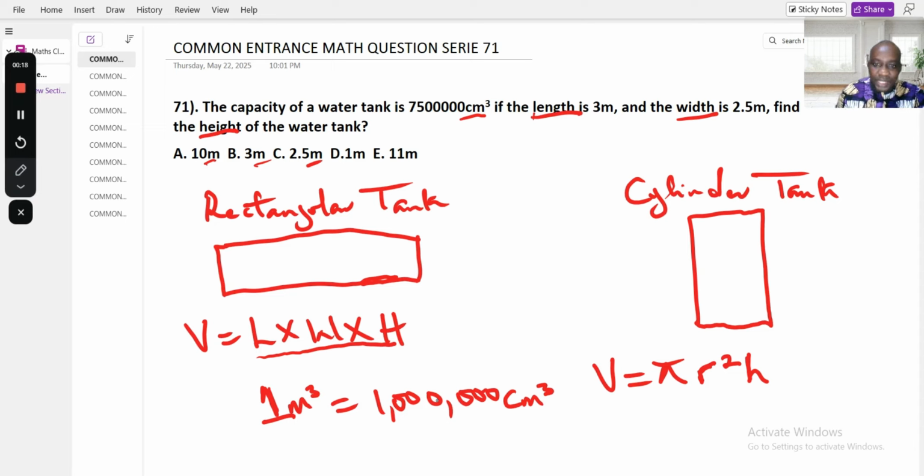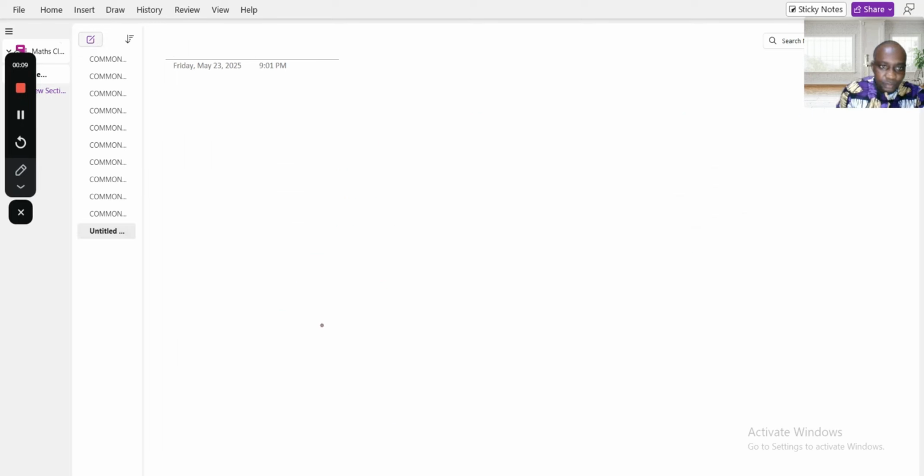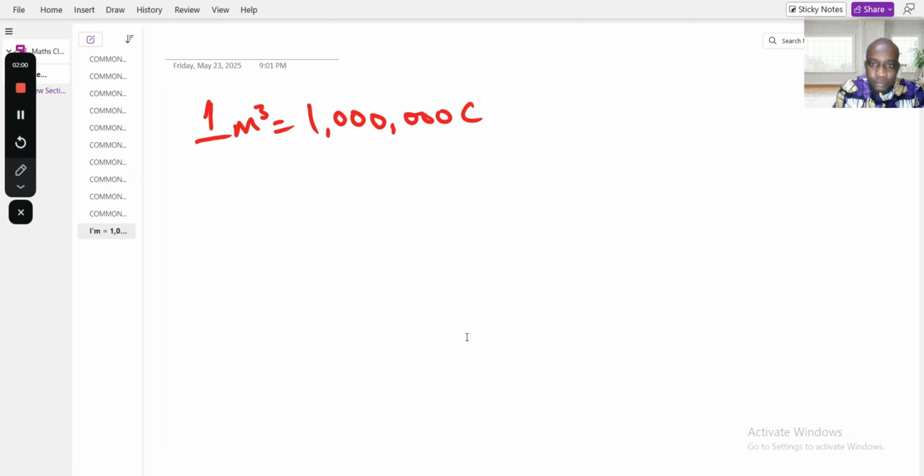How can we convert it? Let me open another page. I don't want to clean this one up. 1 meter cube equals 1 million centimeter cube. Now let's convert the 7.5 million. Now, how to convert the 7.5 million?